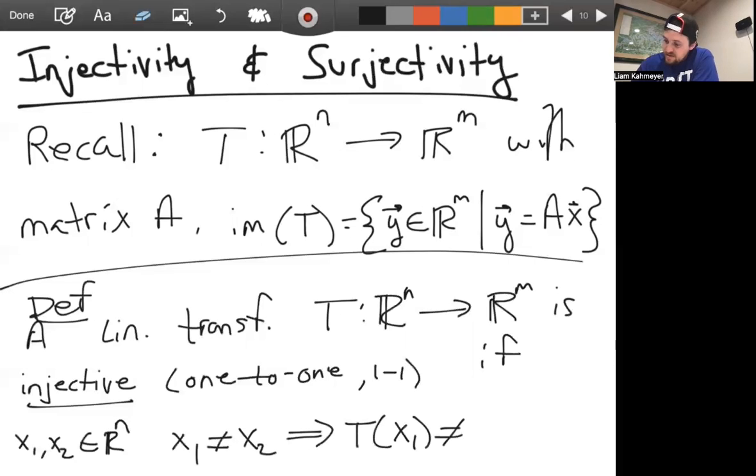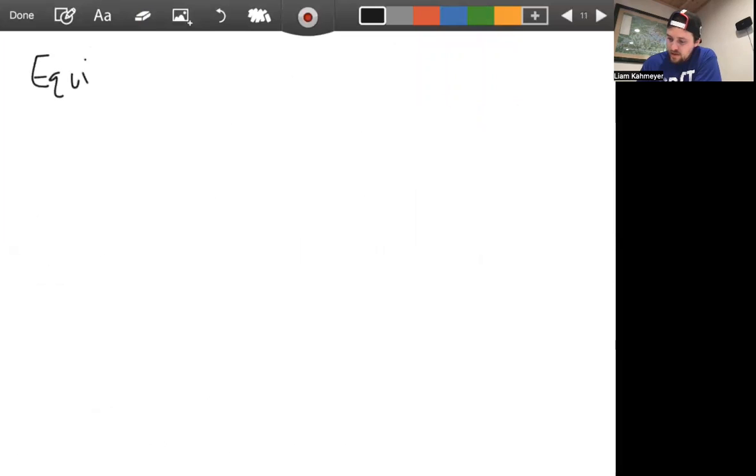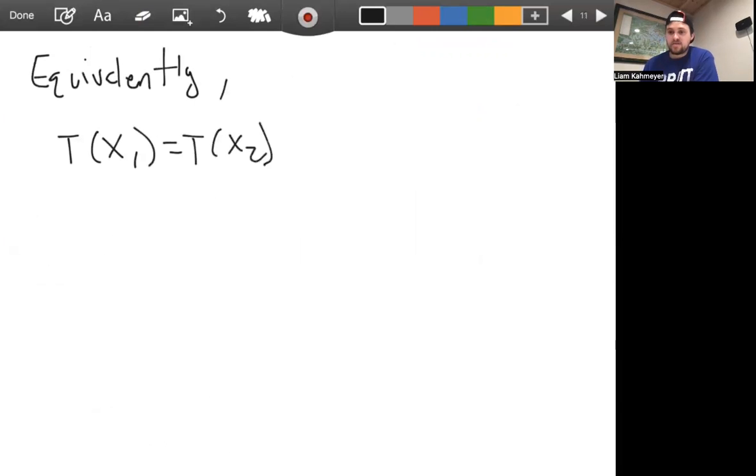So what is this saying? An equivalent way of saying this would be: if T of x1 equals T of x2, like say you have the image of two things that are the same point, well, then this implies that x1 is the same as x2. And so what does this mean? Injectivity means that every point maps to a unique point. It doesn't claim that every point gets hit, but it does claim that every point maps to a unique point, right? So the map is one-to-one.